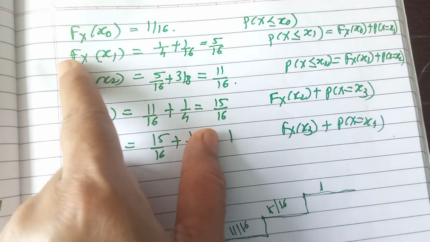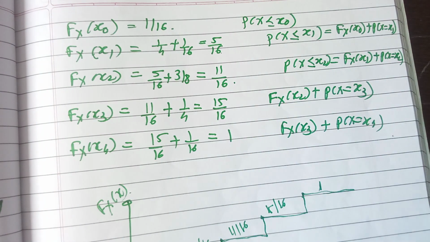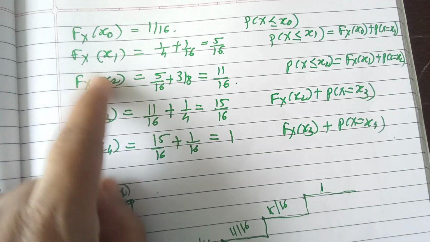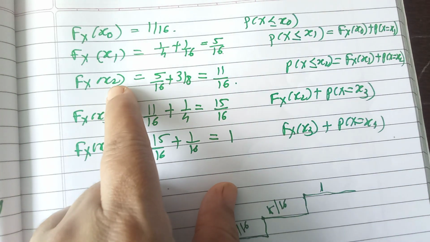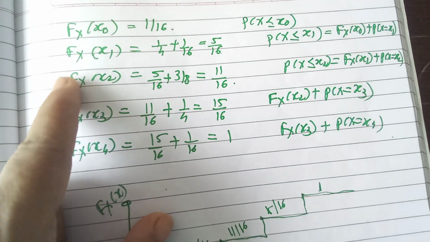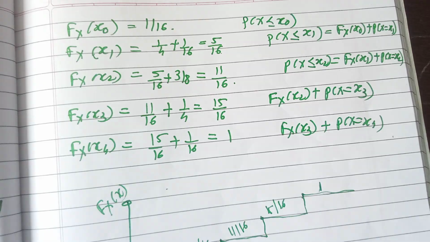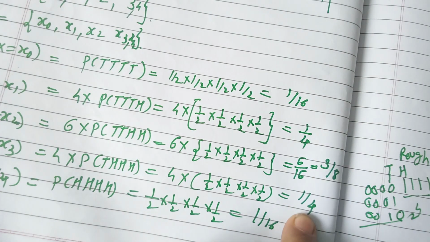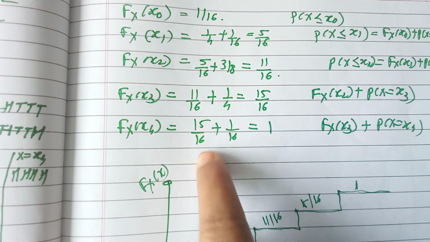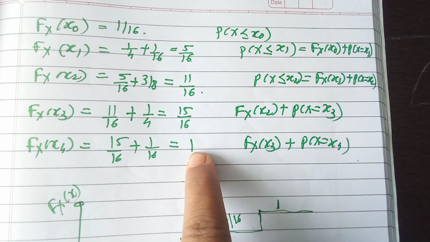The formula you know: F_X(x1) is equal to probability X less than or equal to x1, that is F_X(x0) plus probability X equal to x1. This is the notation for the CDF: F, then the random variable and its value. So F_X(x2): you take this 5 by 16 and add the probability of x2, that is 3 by 8. F_X(x3): you take 11 by 16, the previous CDF, and add the probability of that random variable value. Probability X equal to x3 is 1 by 4. And probability X equal to x4 is 1 by 16. So F_X(x4): you take 15 by 16 and add 1 by 16, that is equal to 1. Finally you should get 1.